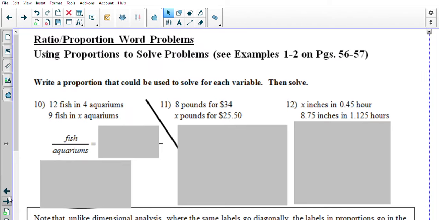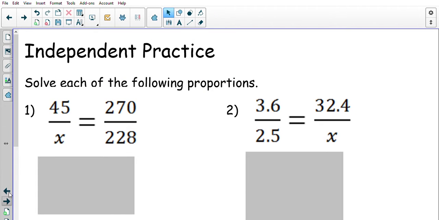All right, let's give you a chance to try some on your own. There they are. So we're going to go ahead and take a look at these. Go ahead and pause your video, give these two questions a try, someplace where you have some space, and then we'll take a look at the solutions when you're ready to start again.